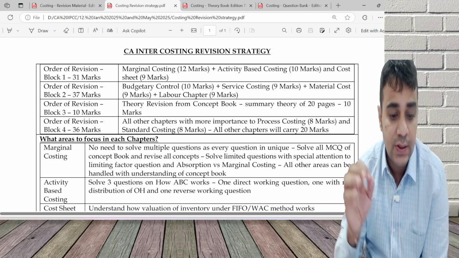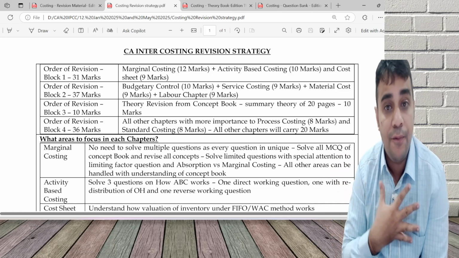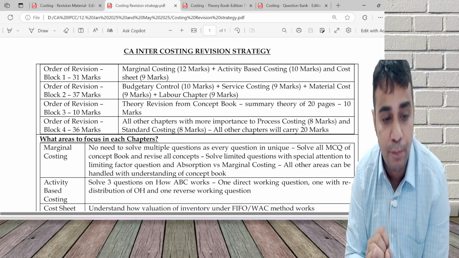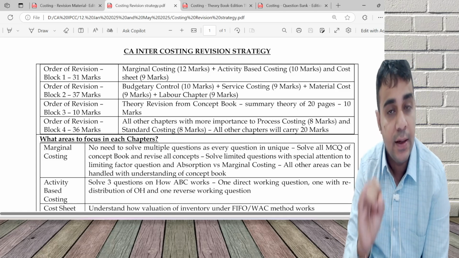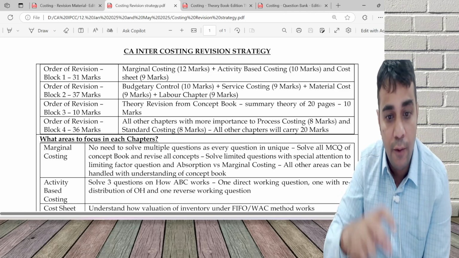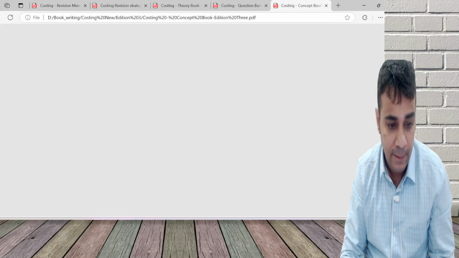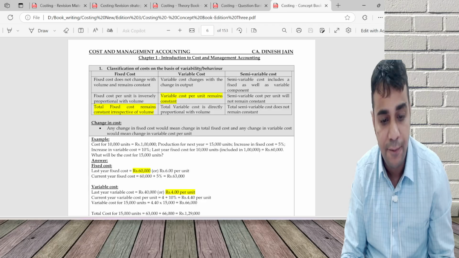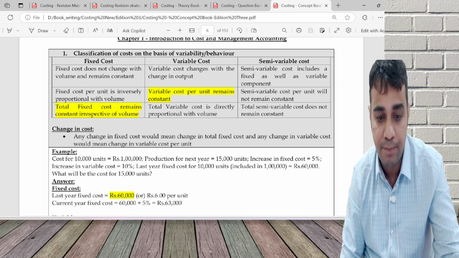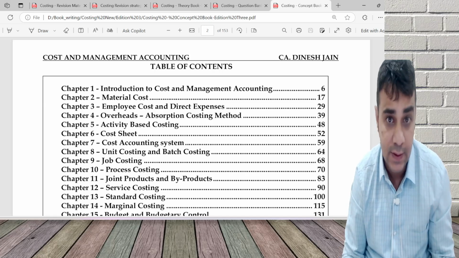So I would suggest you think about the main material you are going to use in the revision phase. If you are following my books, then please focus extensively on my concept book. The concept book which I have given to the students uses a lot of concepts with examples. The concept material will have a concept, then an example, and in the beginning it will list the different types of questions which can come from a chapter.